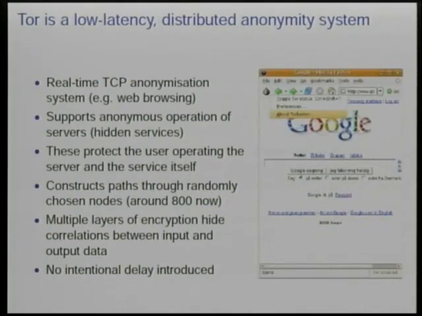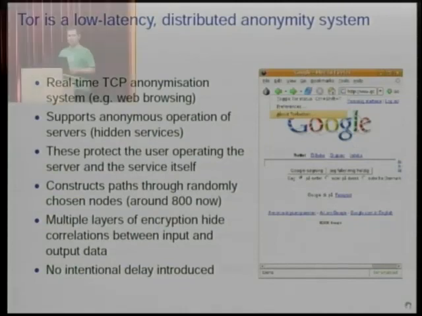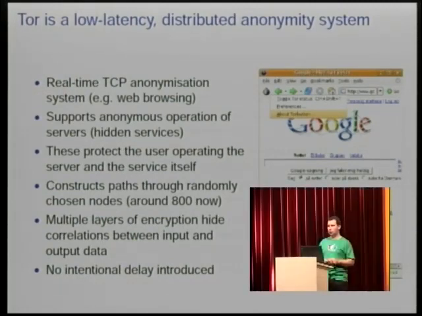Tor is an anonymity network. If you want to browse websites anonymously, then this is a reasonable way to do it. It works by going through a random selection of volunteer nodes. When you want to go to a web server, you first of all look up all the Tor servers. There's around about 800. I think there's one running this Congress right now, I hope. And pick 3 of these at random, and then send your traffic through it.